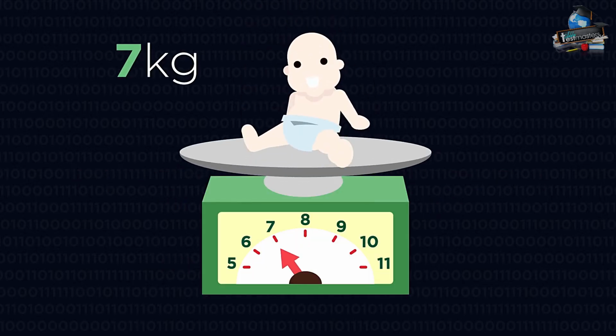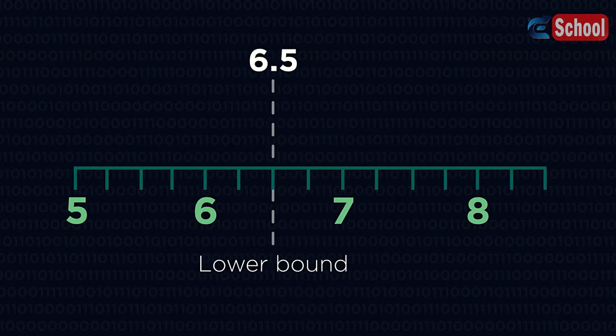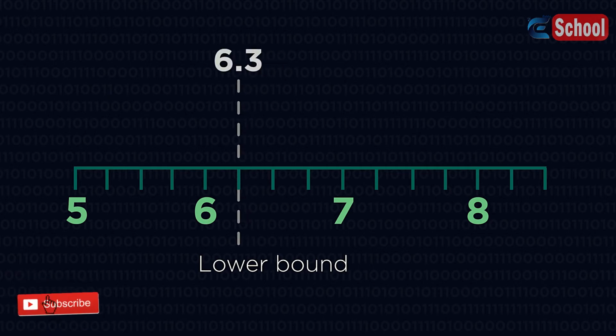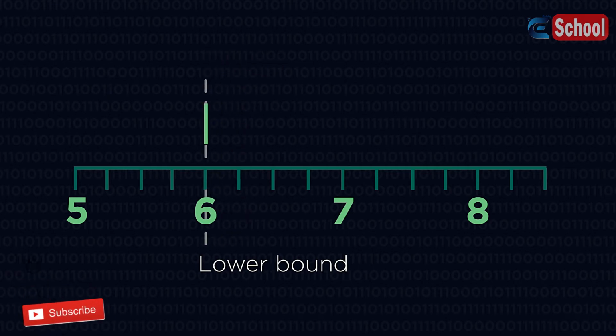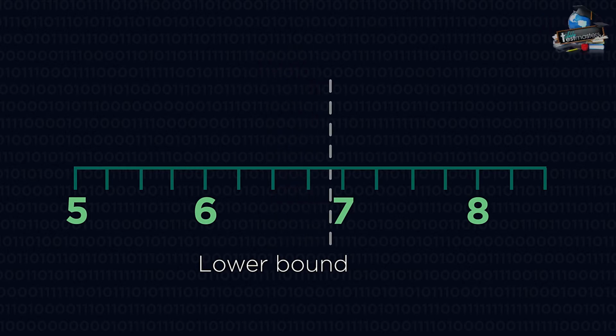This baby weighs 7 kilograms to the nearest kilogram. What is the smallest possible weight the baby could be for us to round it up to 7 kilograms? The lower bound is 6.5 kilograms. Anything less than 6.5 would have been rounded down to 6. And so 6.5, 6.6, 6.7, etc. all round up to 7 kilograms.